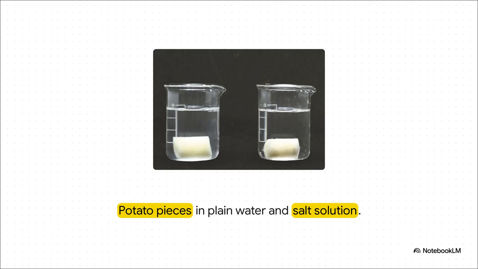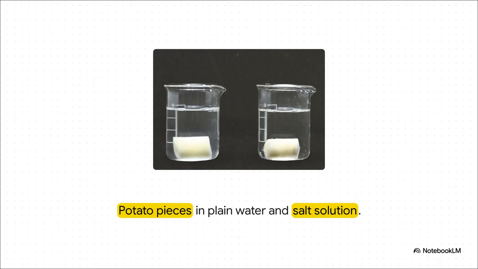Now, what's really interesting about this slide is that we can actually see these selective gatekeepers in action using a super simple kitchen experiment. Seriously, try this at home. Take a potato, cut it into 2 roughly equal pieces, and weigh them so you have a baseline. Then drop one piece into a beaker, let's call it beaker A, which just has plain tap water. Then take the second piece and drop it into beaker B, which is filled with a highly concentrated 20% salt or sugar solution. And then you just leave them alone for about an hour.